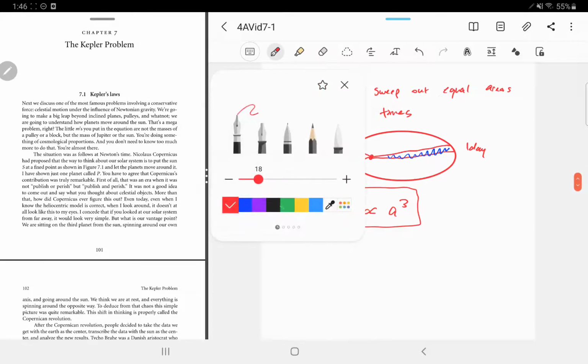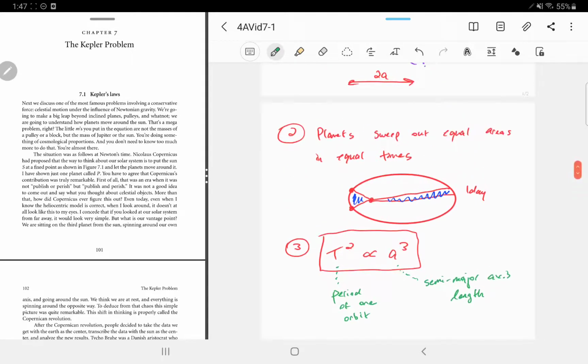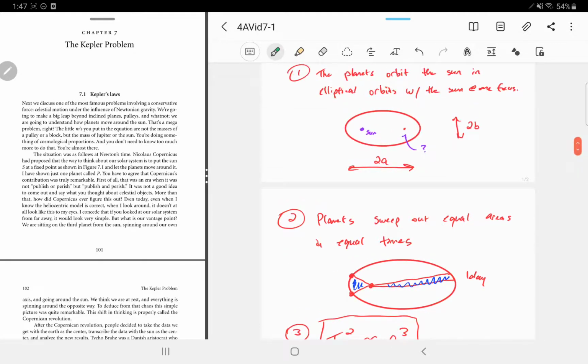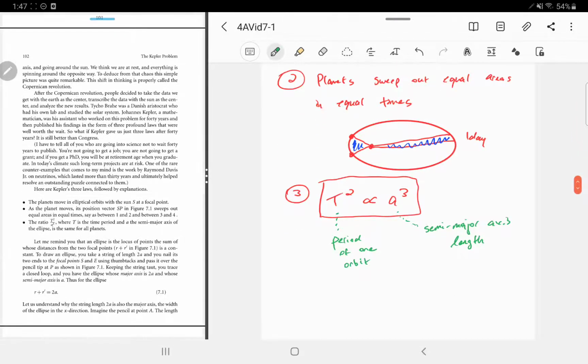T is the period for one orbit around the sun, so it's the amount of time it takes for that planet to go around the sun. And this is the semi-major axis length. If your planet is going in approximately circular motion, that would be the radius of that circular motion. But in the case that you have an ellipse where a and b are very different, it's the a that's relevant there. Okay, so your book has it right there.